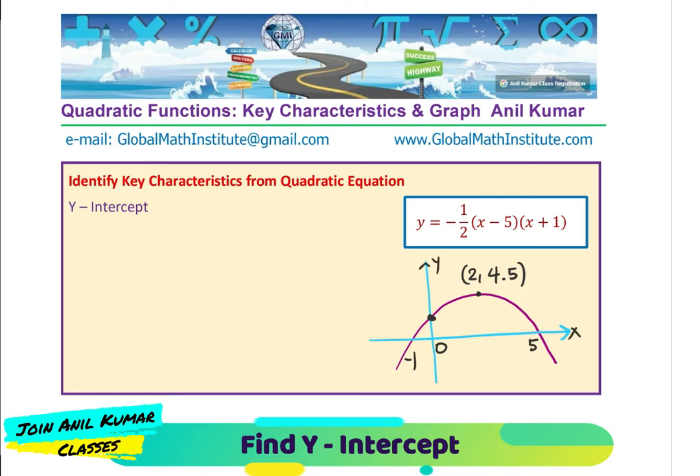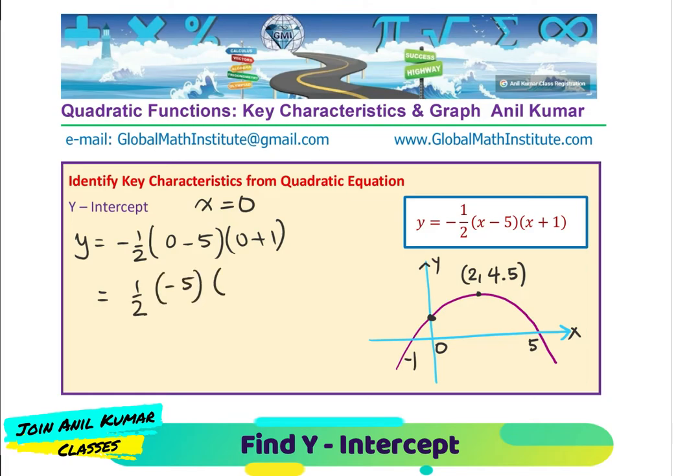So substitute x as 0. So you get y equals minus half, and 0 for x, substitute x equals 0, correct? So we get 0 minus 5 times 0 plus 1. And that gives you what? Half of minus 5 times plus 1. This is minus half of, right? And that gives you 2.5 positive. So this point is 2.5. You see that. So we found the y-intercept as 2.5.